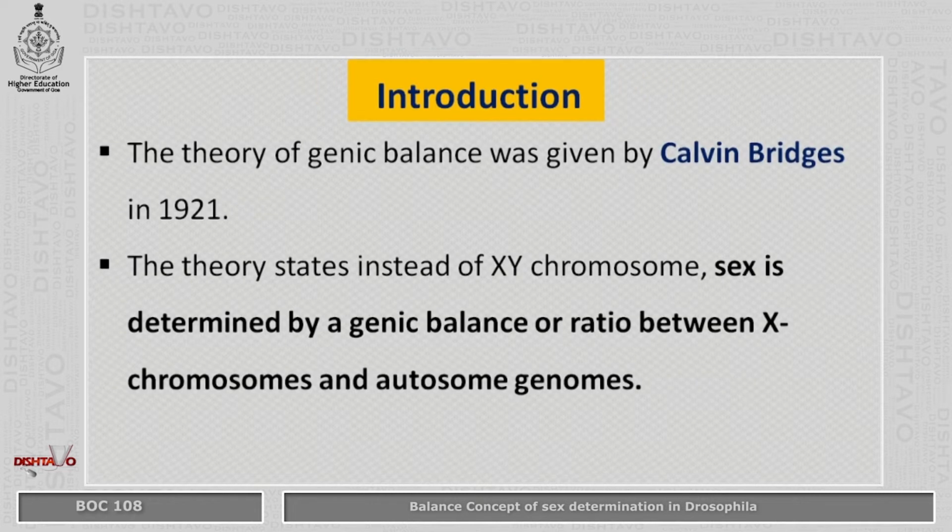Moving to the introduction of this module, the theory of genic balance was given by Calvin Bridges in the year 1921. This theory states that instead of the XY chromosome, sex is determined by a genic balance or ratio between the X chromosomes and autosome genomes.